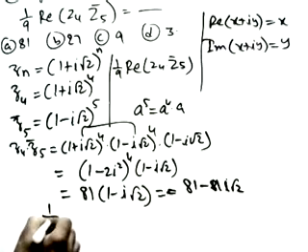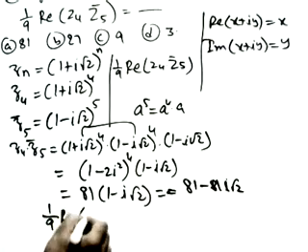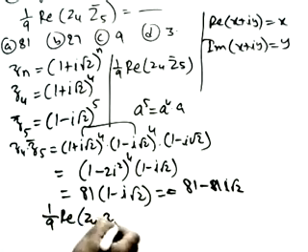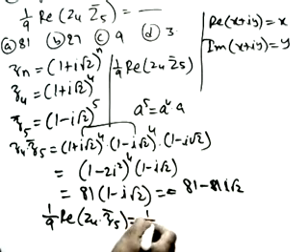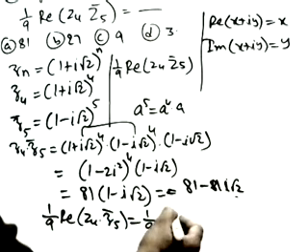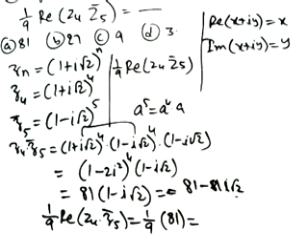Now what is the question here? 1 by 9 into the real part of Z4 into Z bar 5. Now what is the real part of this? The real part of this is 81. So we can cancel: 9 ones are 9, 9 nines are 81. So option C is the answer.